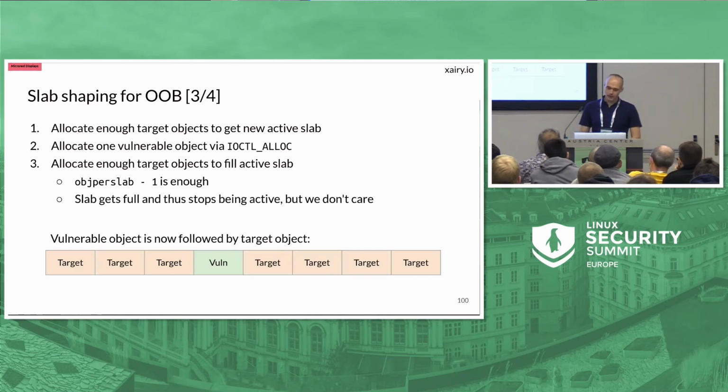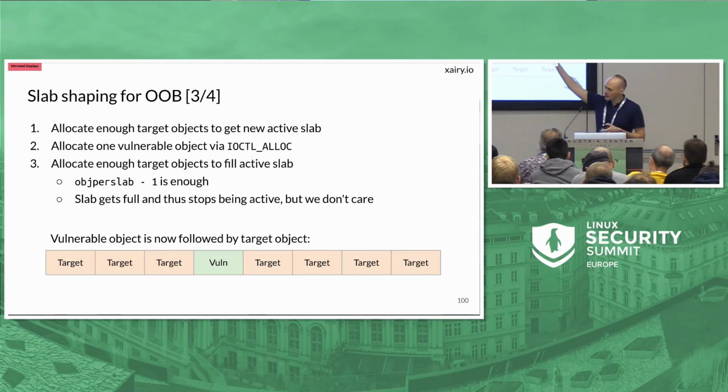Step number 3 is we're going to fill this active slab with target objects. We do know that the maximum number of objects per slab for a particular cache is a certain number. This is the objects per slab number. And we do know that we already have at least one object within the active slab, which is the vulnerable object. So we just allocate objects per slab minus 1 target objects on top. And the first few of them are going to be placed in the active slab. So the active slab is going to be filled.